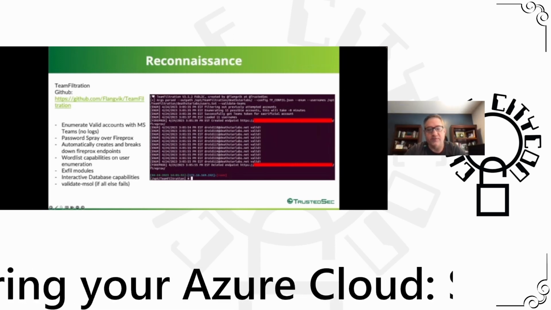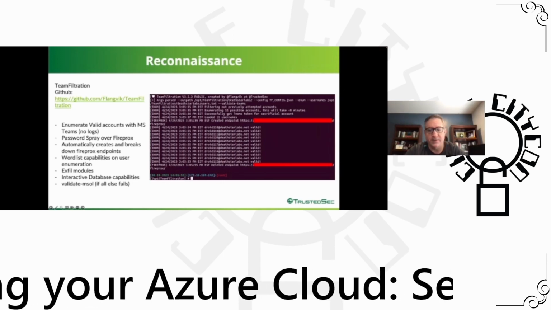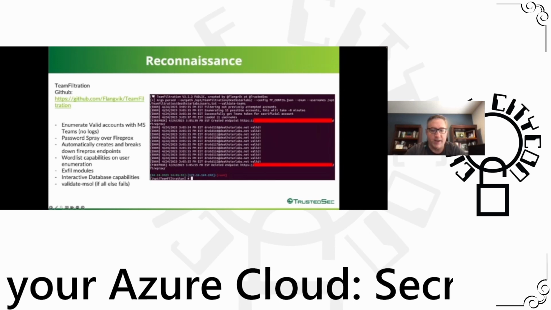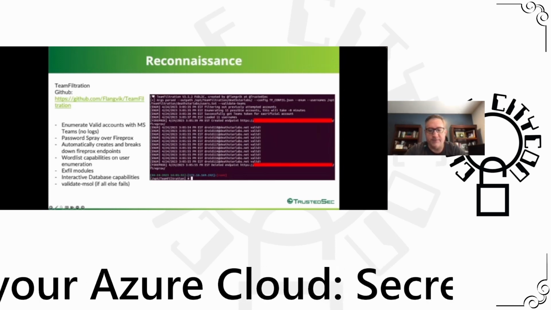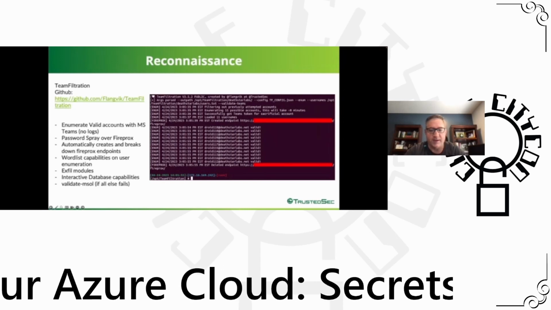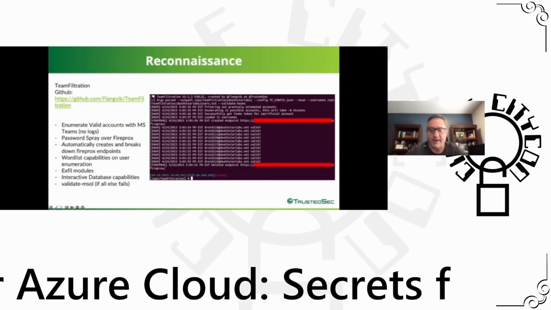If all else fails, there's a validate MSOL method that's available. So, for example, if OneDrive enum and Microsoft Teams enum are not working, you can directly do Microsoft Online validation and get valid accounts back that way.